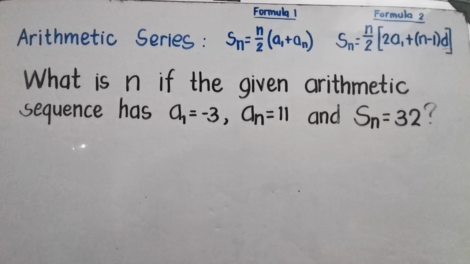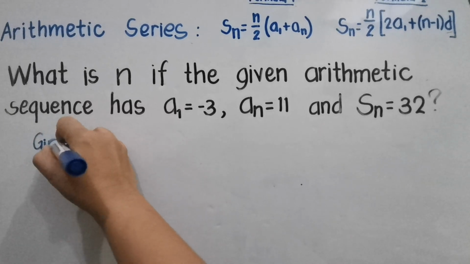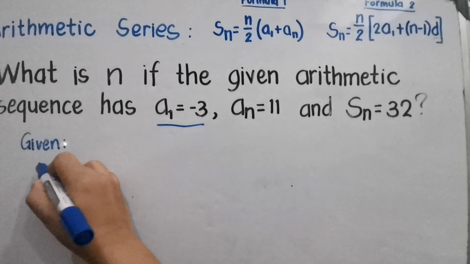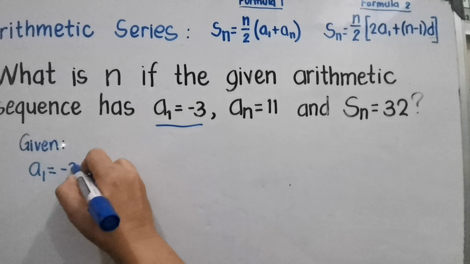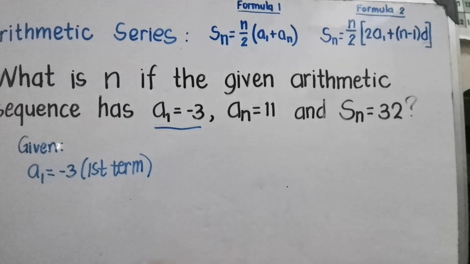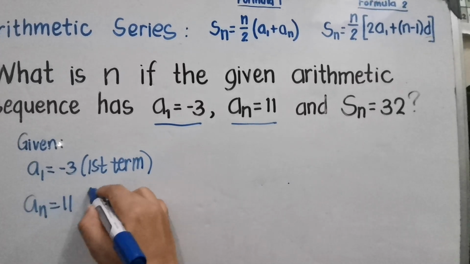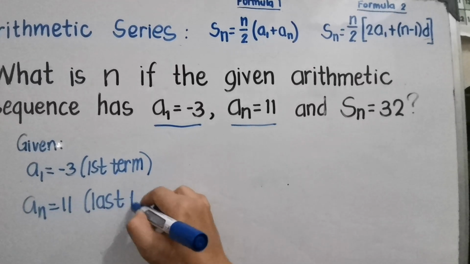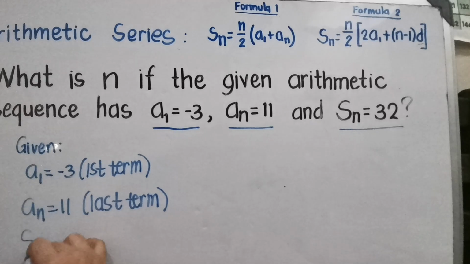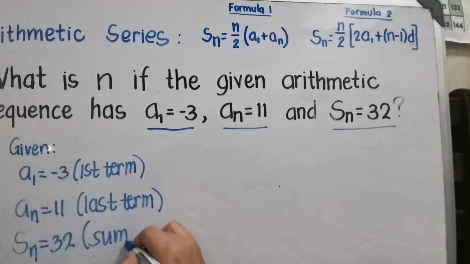So, let us identify the given in our problem. The givens are, first, a sub 1 equals negative 3, that is the first term. We also have a sub n equals 11, that is the last term. And we also have s sub n equals 32, that is the sum of the terms in the sequence.